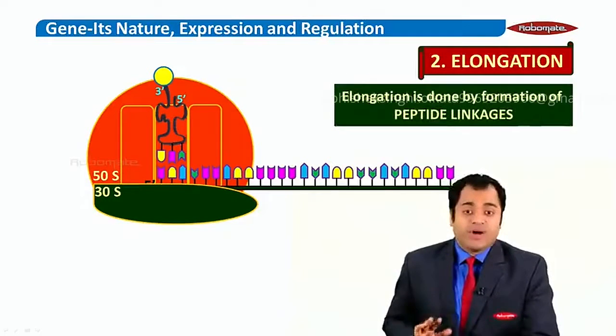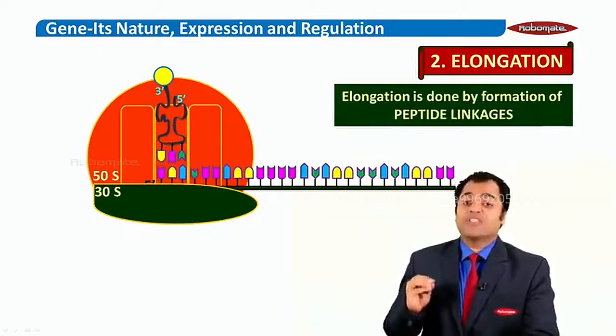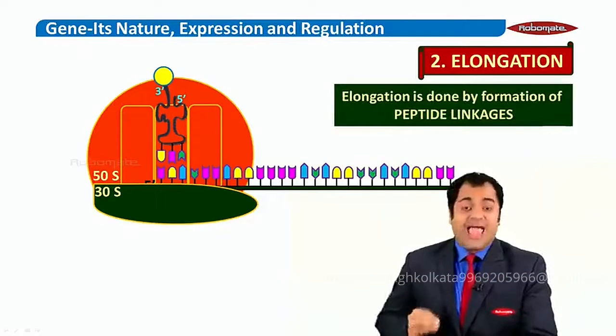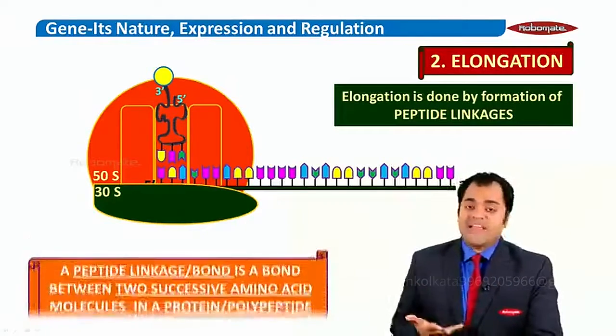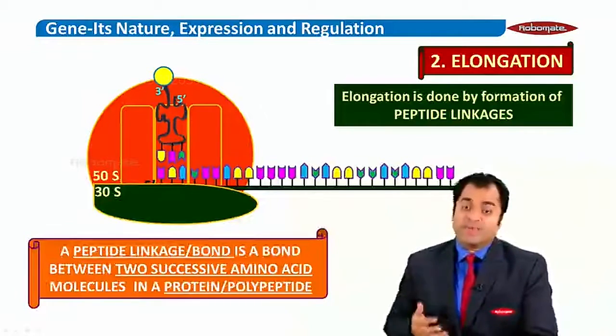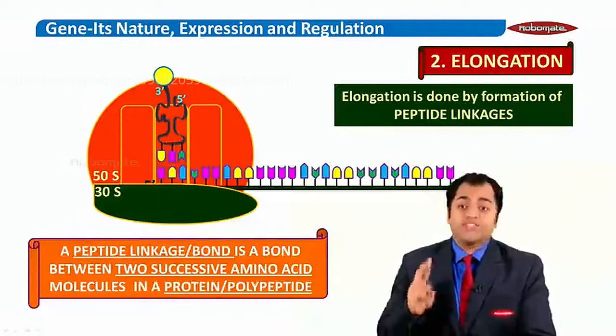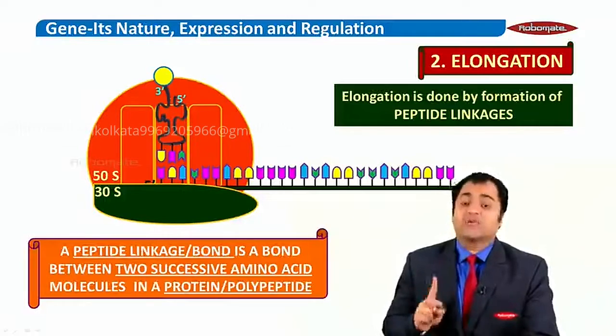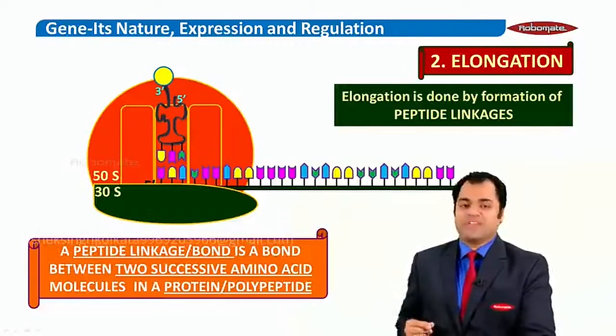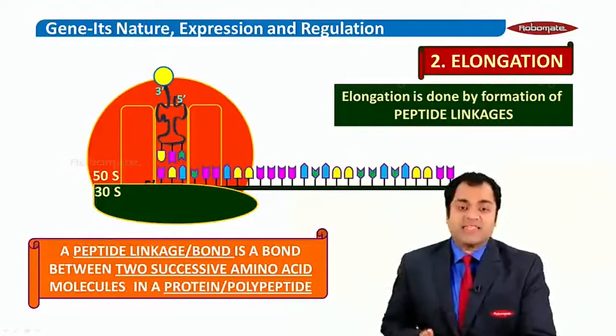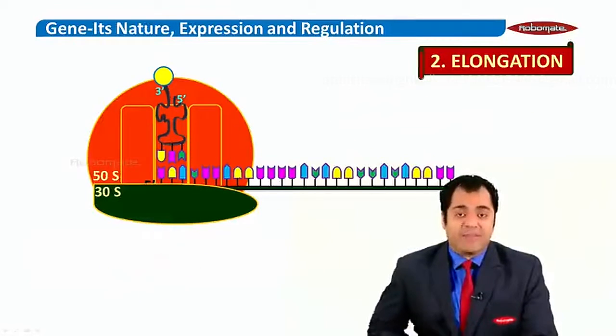Now, remember that elongation is done by the formation of peptide linkages. And what is a peptide linkage? By definition, a peptide linkage or a peptide bond is a bond between two successive amino acid molecules in a protein or a polypeptide. Now let us see how the process of elongation really happens.